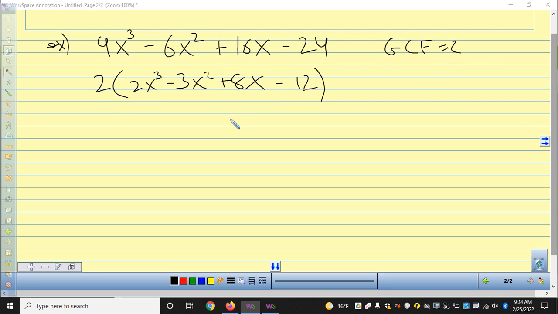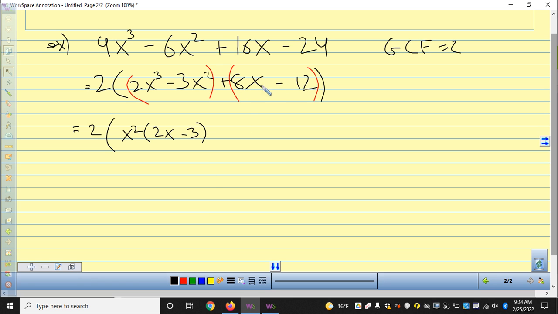And I'll do both methods, the grouping method and the box method. So this is going to be 2 times, and I'm going to group these two. And I'm going to group these two. The greatest common factor here is x squared. Both of these have an x squared. And what's left when I pull an x squared out of here is 2x. And what's left when I pull an x squared out of there is minus 3.